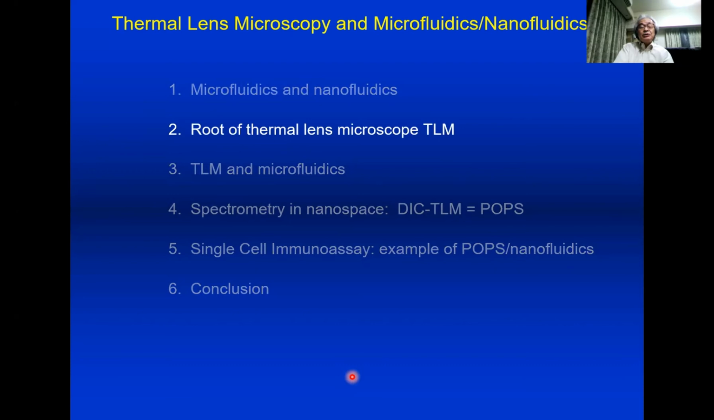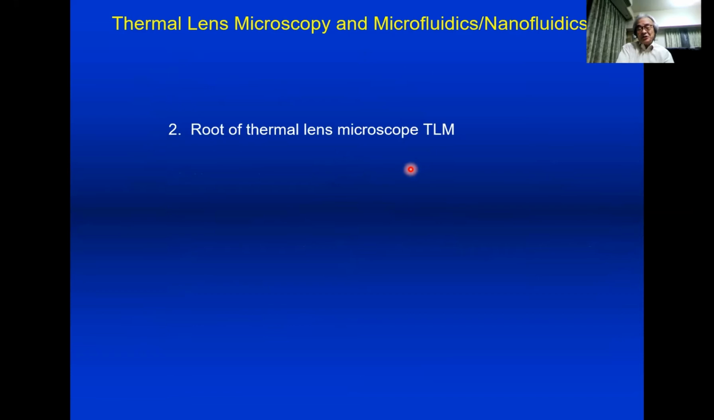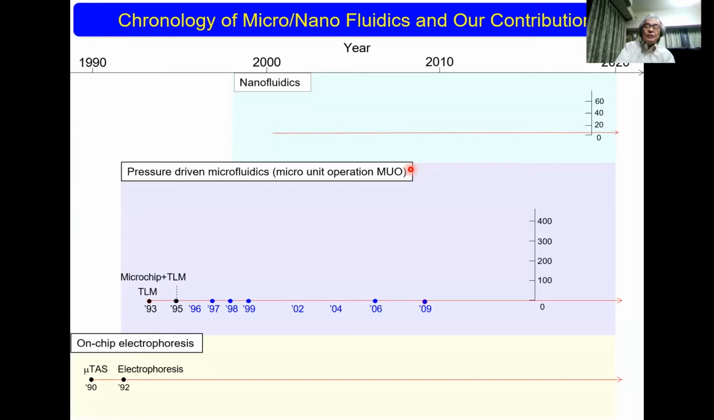And then I'd like to introduce the root of our thermal lens microscope, why we could reach the idea of the thermal lens microscope. This is our next topic. And this one is a chronology of the history of microfluidics. The first microfluidics is on-chip electrophoresis, and you may know the term microTAS. MicroTAS is on-chip electrophoresis, and it started from 1990. And this is the number of papers. The number of papers has rapidly increased, and many people participate in this area.